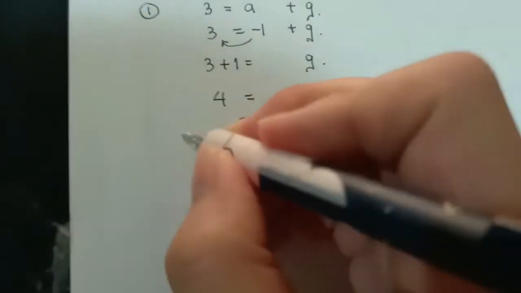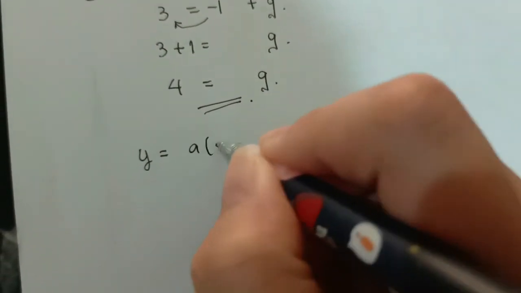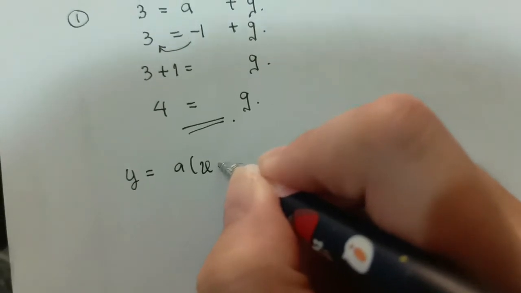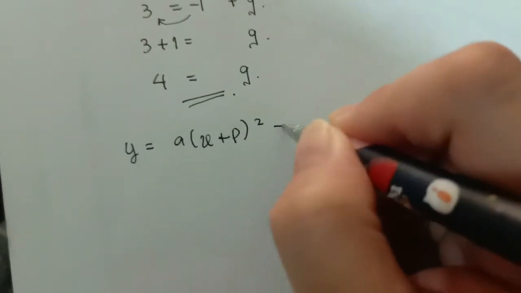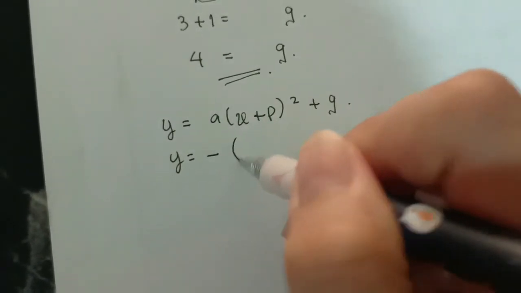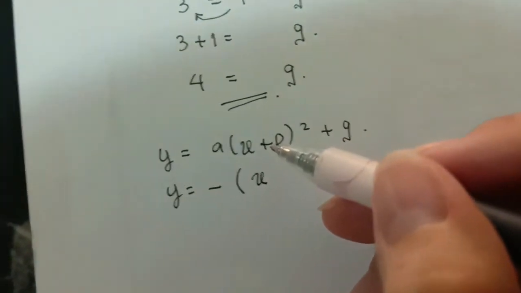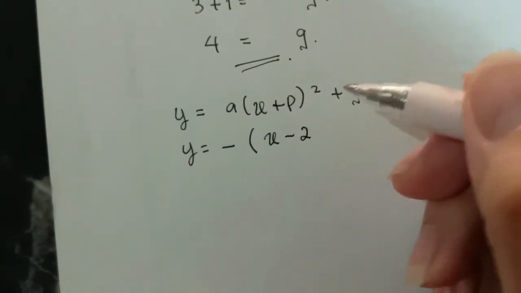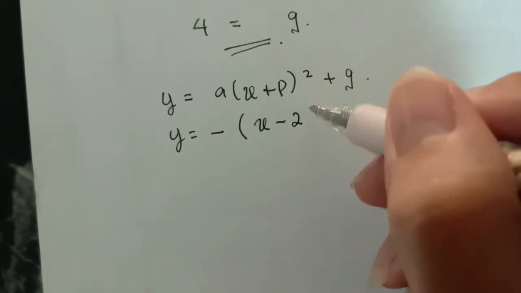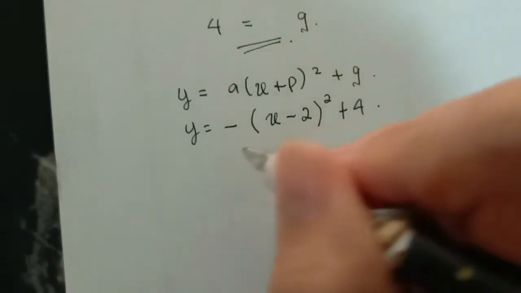So it will become y = a(x + p)² + q. We put it in one by one. y = −(x − 2)² + 4. Why? Because the vertex has x equal to 2, and the q is 4.